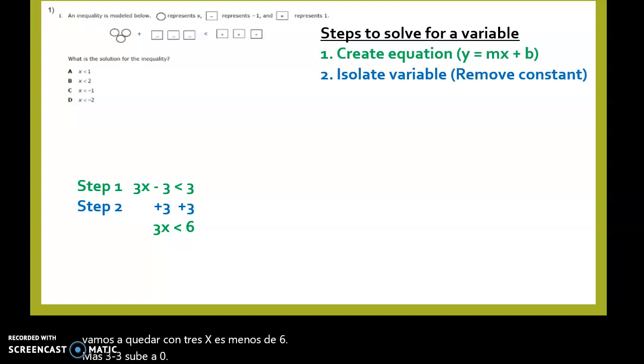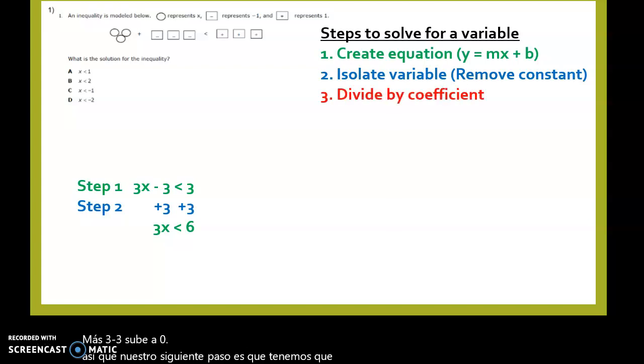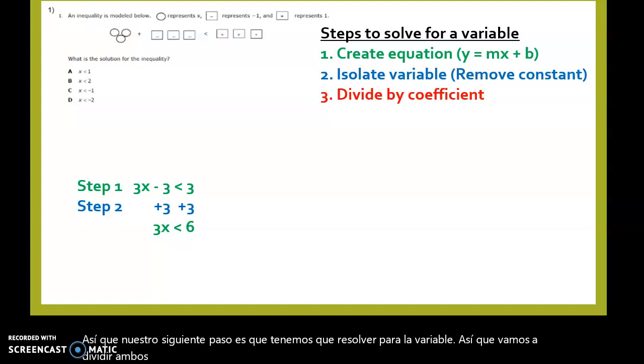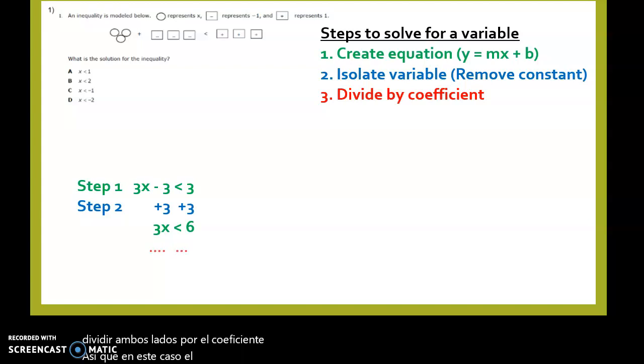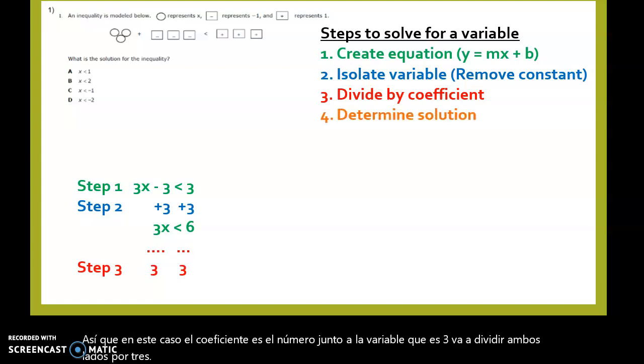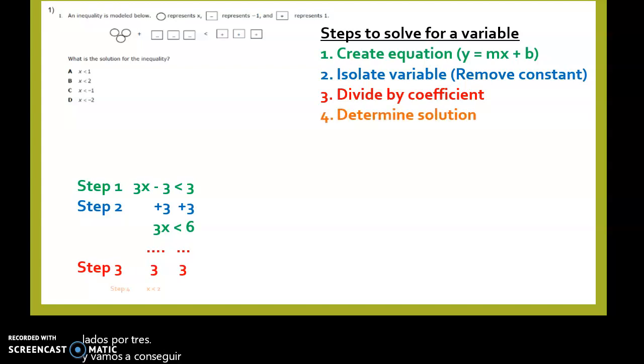Our next step is we need to solve for the variable. So we're going to divide both sides by the coefficient. In this case, the coefficient is the number next to the variable, which is 3. So we're going to divide both sides by 3, and we're going to get the solution of 2. So that's our answer.